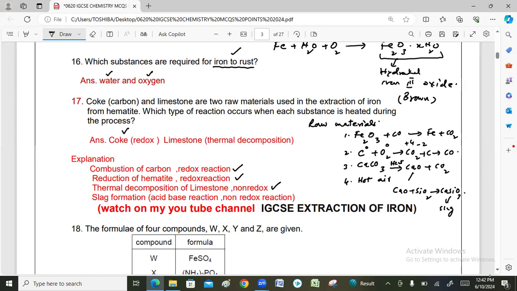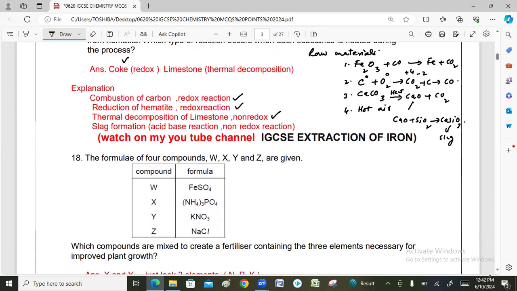So the impurities of sand can be removed from the iron by reacting calcium oxide with the silicon dioxide. Calcium oxide is a basic oxide, silicon dioxide is acidic. So this is an acid-base reaction.